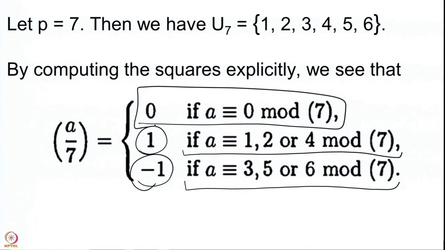Now, computing the squares explicitly is not going to work all the time. There are some very large numbers which are primes, and we would like to find a way to do these computations effectively. So, there are some laws that we will require to do these computations. We will prove these laws in due course. Right now what we will do is to try to get some hang of how these Legendre symbols behave.